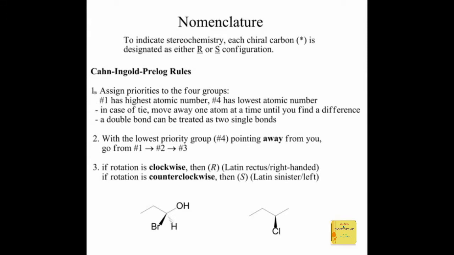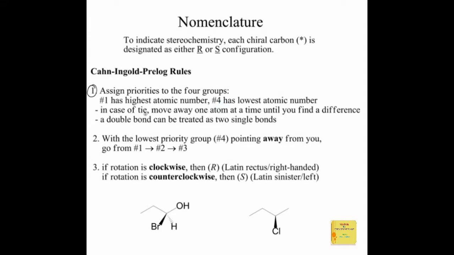Our first step is that we need to assign priorities to the 4 groups. We need to prioritize them 1, 2, 3, and 4. We're going to do this based on their atomic number. So we can just look at the 4 atoms attached and rank them 1, 2, 3, 4. Number 1 is the highest atomic number. Number 4 is the lowest atomic number. So if you ever have a hydrogen attached to that chiral carbon, that of course would always be number 4, because that's the lowest atomic number possible. Now what if you have a tie?